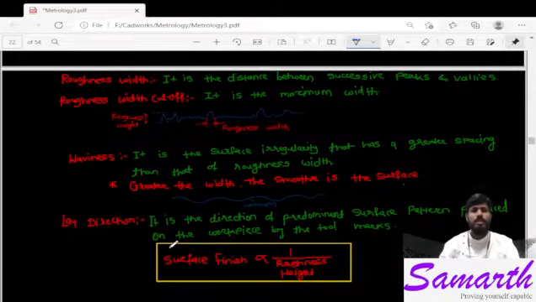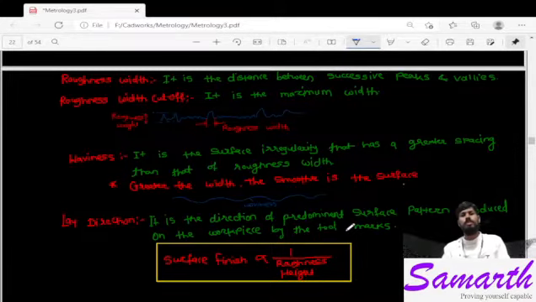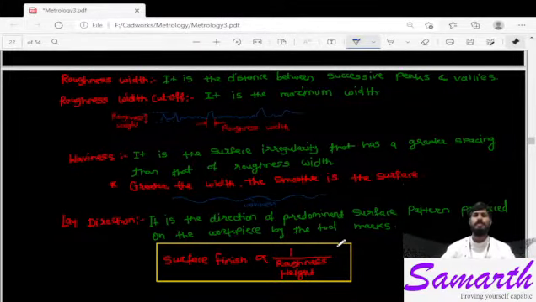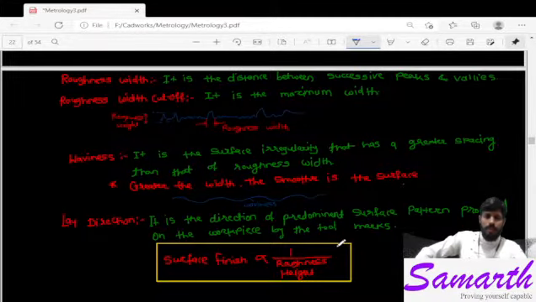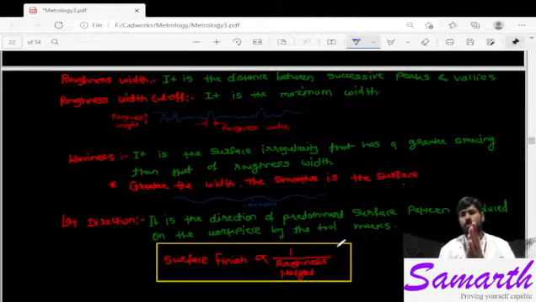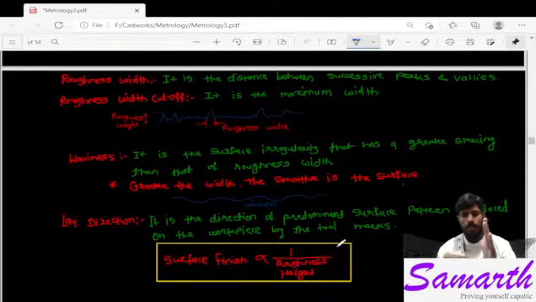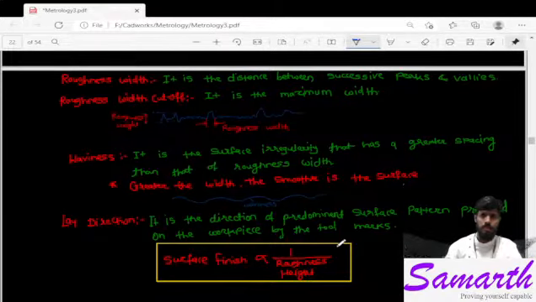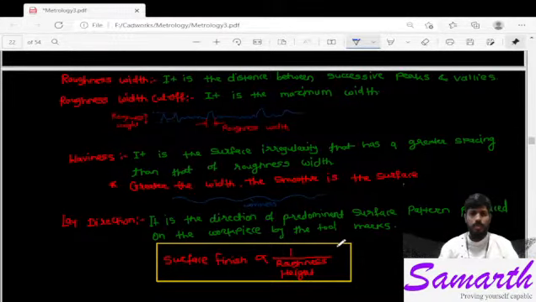Lay direction is the direction of the predominant surface pattern produced on the workpiece by the tool marks. You know that if you have done practicals in your workshop, a tool will leave some tool marks on the surface. If you are doing a facing operation, you can see circular shapes present on the workpiece. That is called the lay direction. It is different for different machining operations. We will see them one by one.